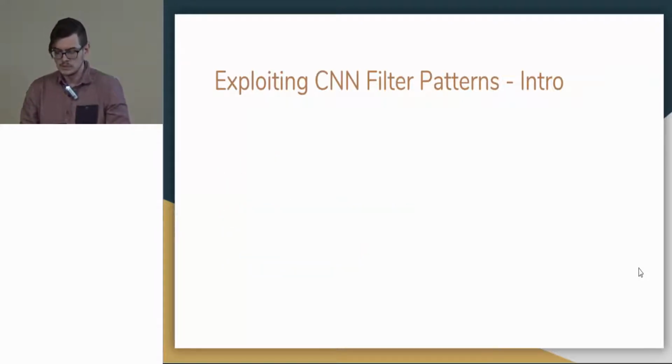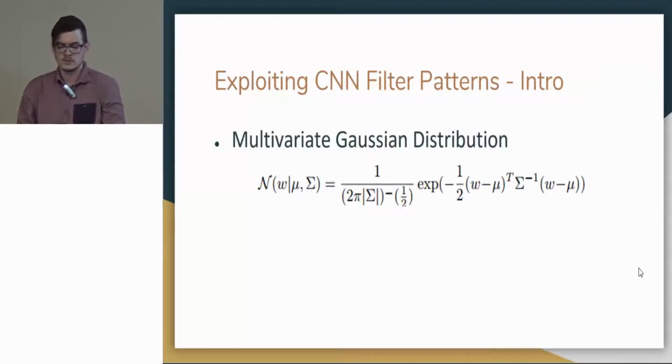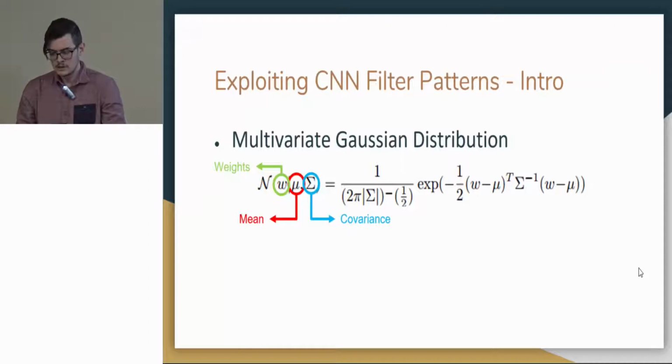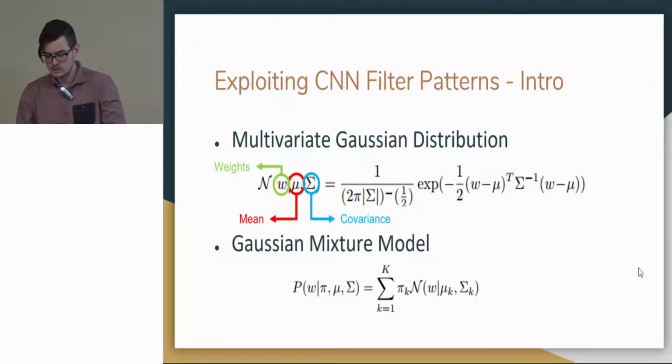So just to review on distribution, when it comes to distribution over a cluster of filters, we can use the multivariate Gaussian distribution, which can be calculated for all the weights in a cluster, using the mean of all the weights, and the covariance, which is the correlations between weights in a cluster. We can create a total distribution by taking a weighted sum of each individual cluster distribution, giving us a Gaussian mixture model of the weights over all of the clusters.